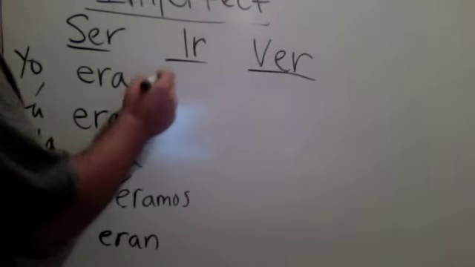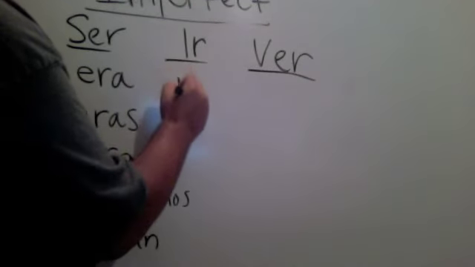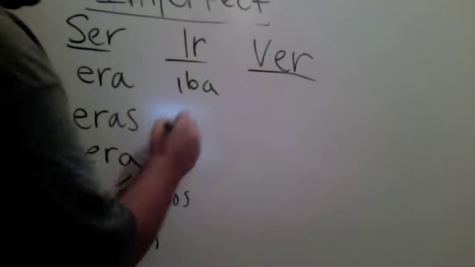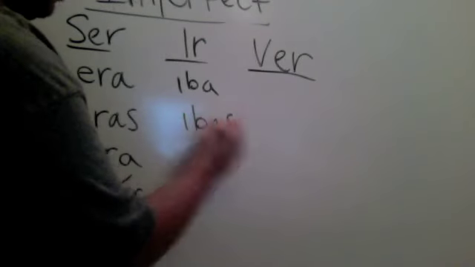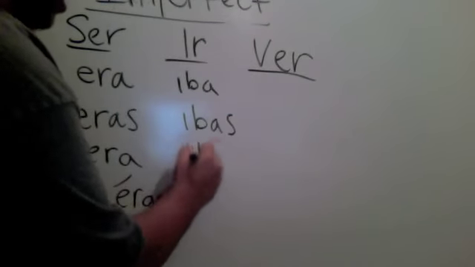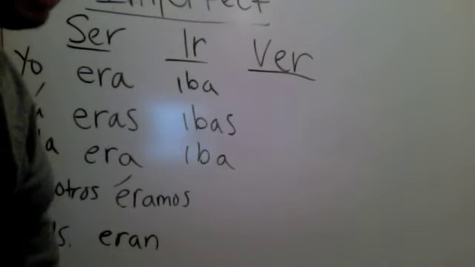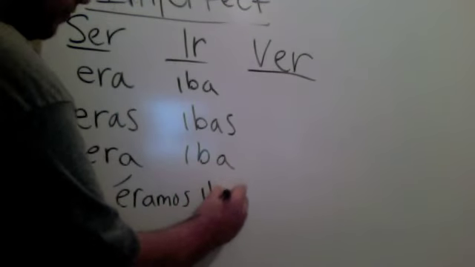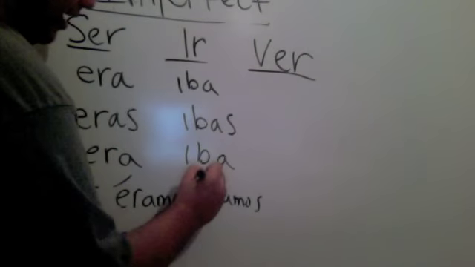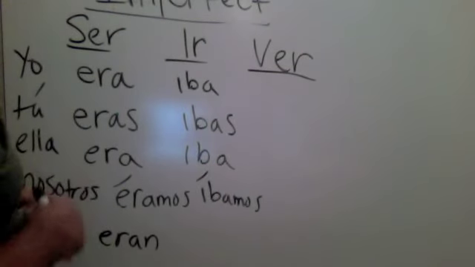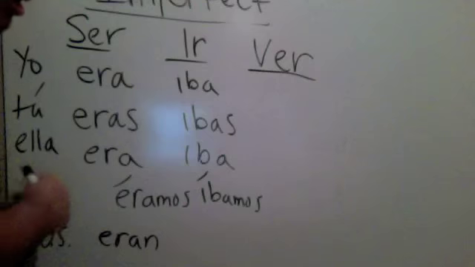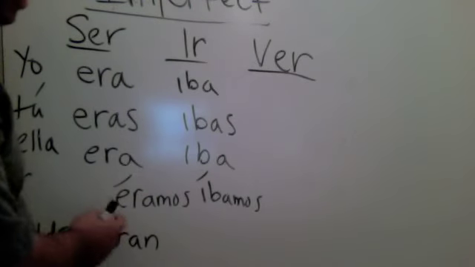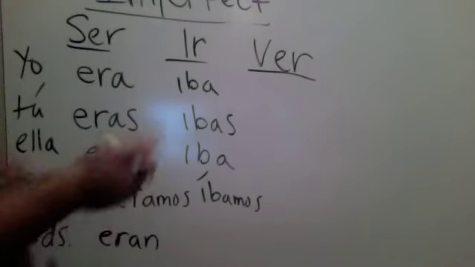For ir, we have yo iba, tú ibas, él, ella, usted iba, nosotros íbamos, accent on the first I. Notice the nosotros has an accent, the first one here, the first one here, okay?